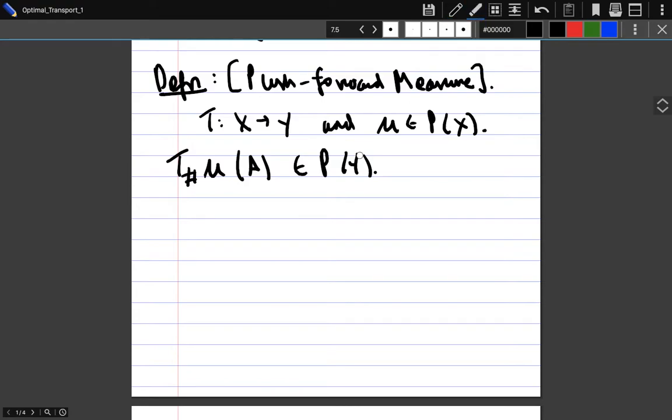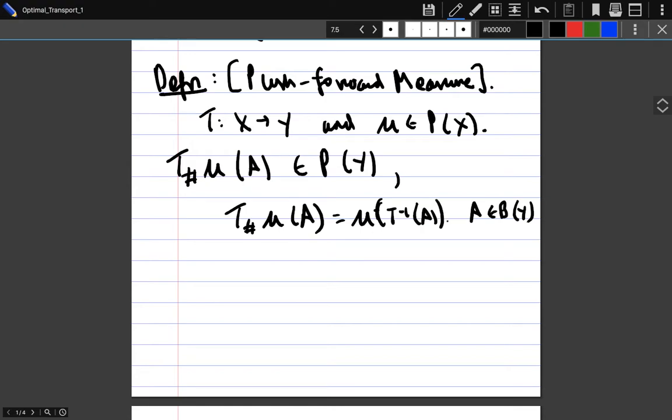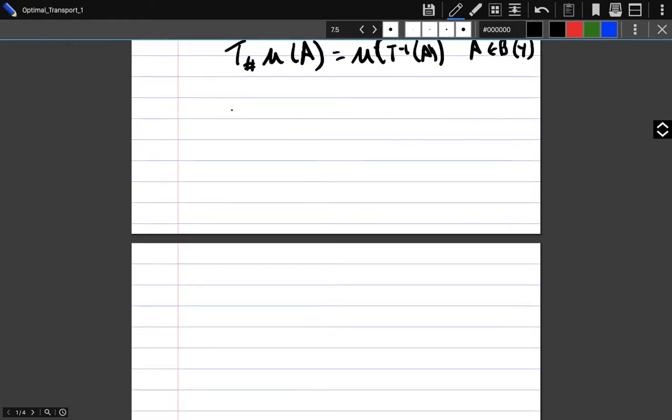That's the interesting part about this, that with these two ingredients you can define a probability measure on the target space, which is Y. In particular, what it must do is as follows. When you take a Borel set A on the space Y, the way you compute the measure of this set is just by taking the measure of T inverse of A. So perhaps a picture would be helpful.